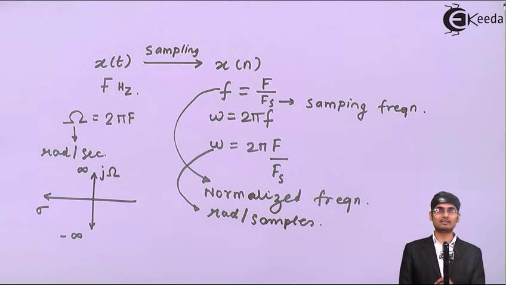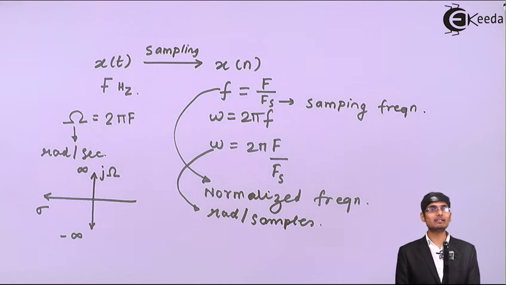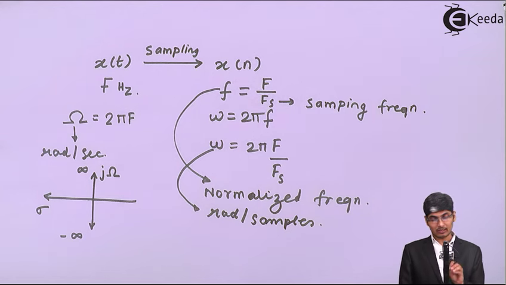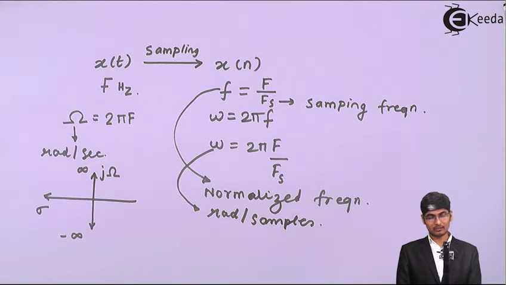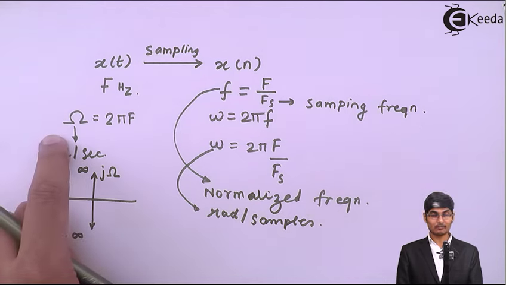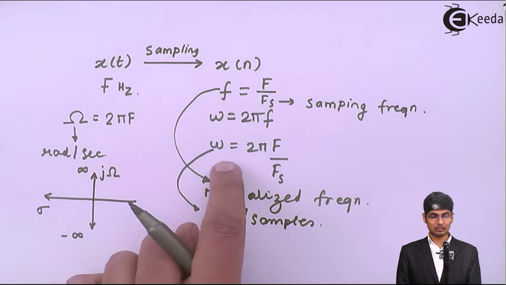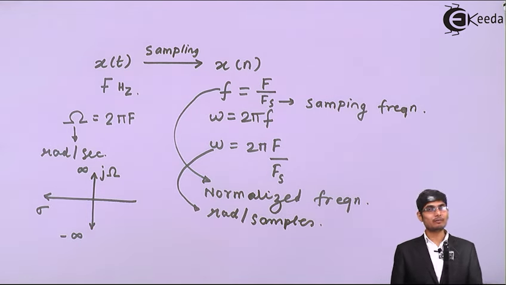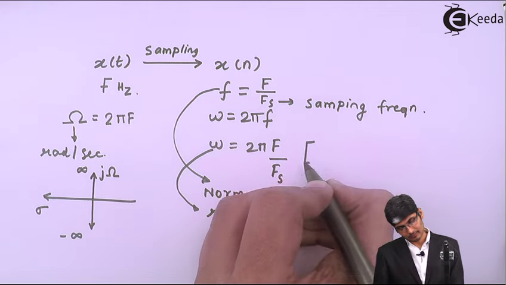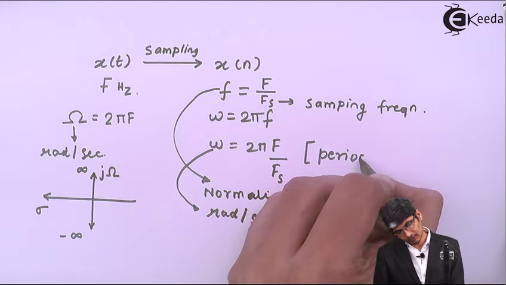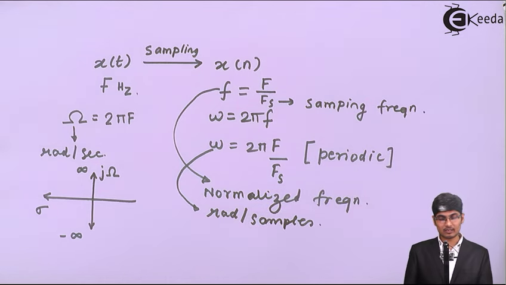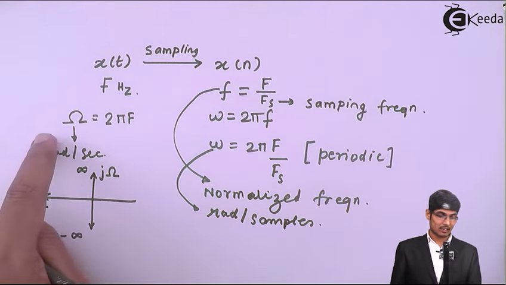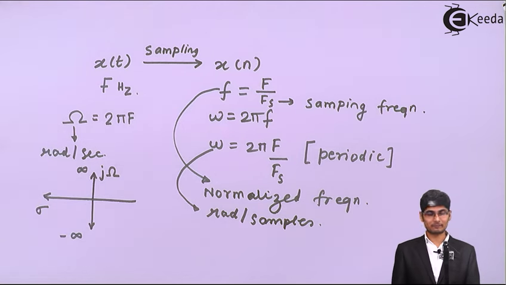Like 1 hertz is a unique signal, 10 hertz will also be a unique signal, 100 hertz will be a unique signal. That is not the case when we talk about a discrete signal or a discrete frequency. I call this the analog frequency, and small omega the discrete frequency. The very first basic difference is that discrete frequency is periodic, whereas analog frequency is aperiodic.